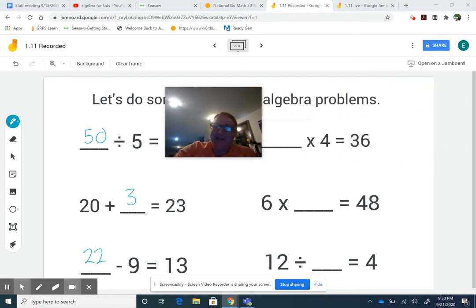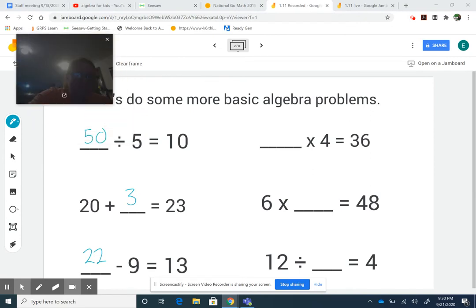All right, the next one is something times 4 equals 36. Well, you can also go backwards. 36 divided by 4 is 9. Now, you may not need to go backwards for these, but I'm just showing you that you can do the inverse operation to get the answer.